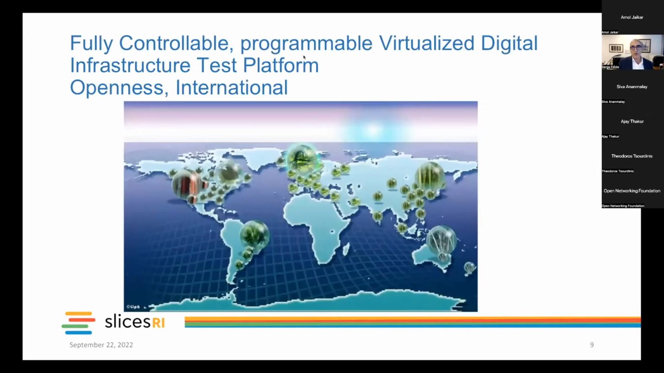So what we are planning to deploy is a fully controllable, because it's a scientific instrument. So you need to be able to collect the data and understand what is happening. Programmable, of course, and virtualized digital infrastructure. It will be fully open, because again, it's a scientific instrument. And we plan to have it as an international community development, because again, we do address scientific challenges.